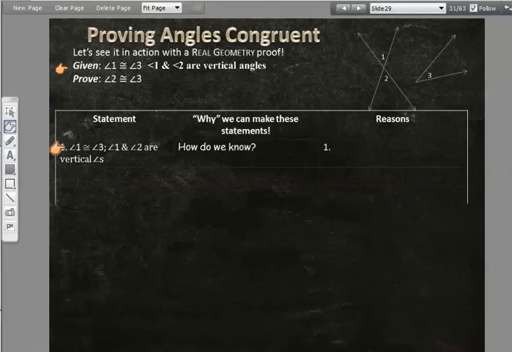Anyway, so here's our first statement. Angle 1 is congruent to angle 3, and angle 1 and 2 are vertical angles. Well, how do we know that? Okay, remember, your first statement is almost always your given. That's how we know that. All right, now think about this. Remember my reason that I'm going to put right here before I go on? The if is going to be one of these. It's either going to be angle 1 is congruent to angle 3, or angle 1 and angle 2 are vertical angles.